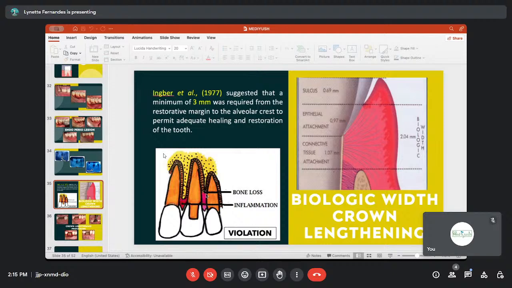If your gingival biotype is thick, we're going to have inflammation in that case. Again, the bone and the gingiva would try to maintain themselves at a 3 mm level. So this is what happens if you don't maintain the biological width. Crown lengthening is an easy procedure, but certain factors have to be taken into consideration, which is that your biological width has to be maintained.